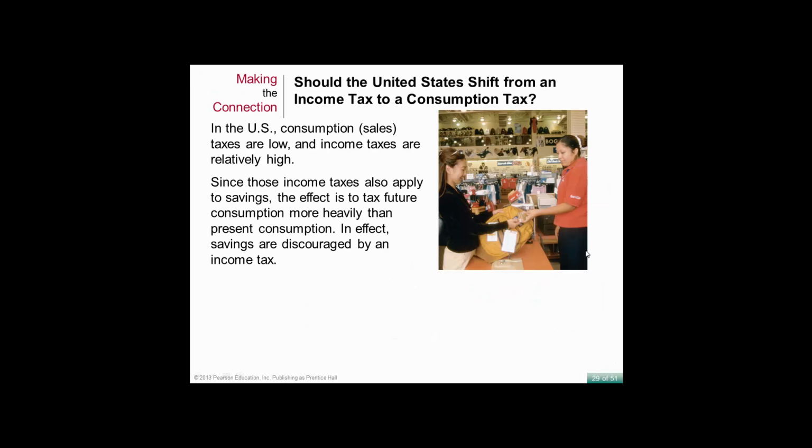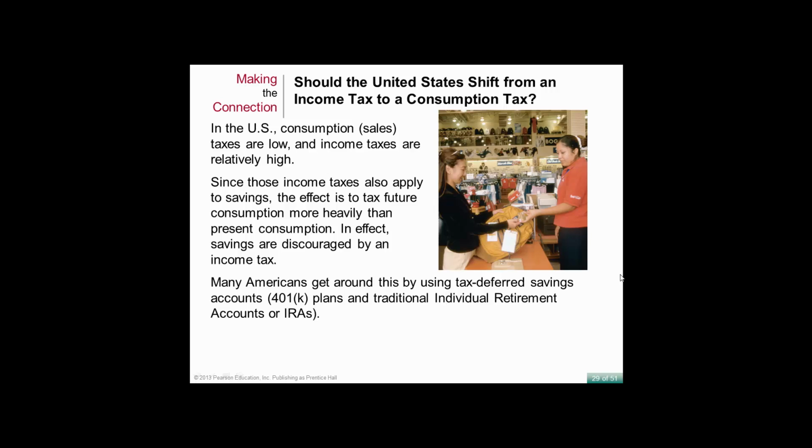Should the United States shift from an income tax to a consumption tax? This has been talked about. If U.S. consumption sales taxes are relatively low and income taxes are relatively high, since those income taxes apply to savings, the effect is to tax future consumption more heavily than present consumption. In effect, savings are discouraged by our current income tax system. Many Americans get around this by using tax-deferred savings accounts like a 401k or an IRA.